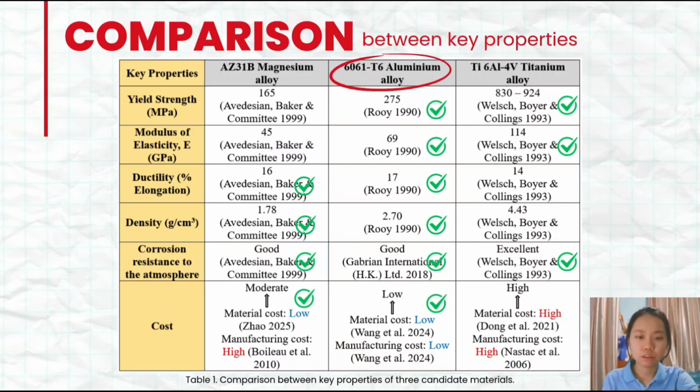And the fifth one is corrosion resistance. All three candidate materials have good resistance towards corrosion in the atmosphere, therefore all three are preferred for this property. And the last one is cost. Ti6Al4V titanium alloy is not preferred compared to the other two candidate materials because of its high material and manufacturing cost. Titanium alloy has a much higher manufacturing cost because of its hexagonal close-packed crystal structure, which leads to the low machinability of this material.